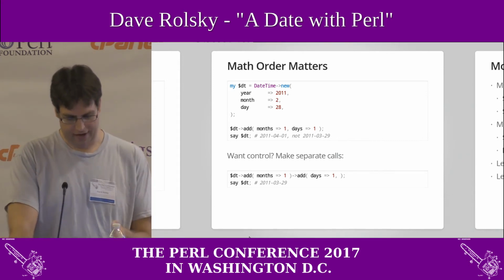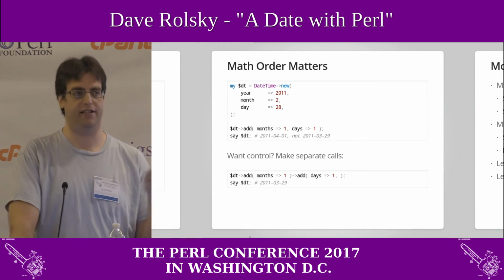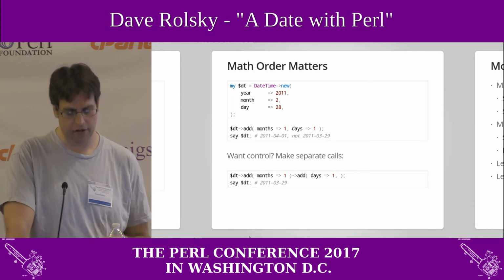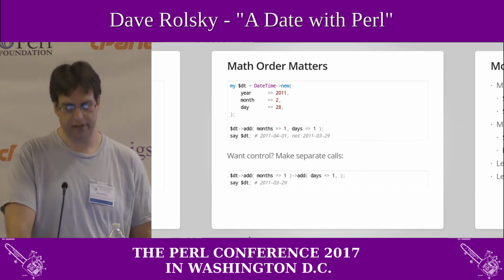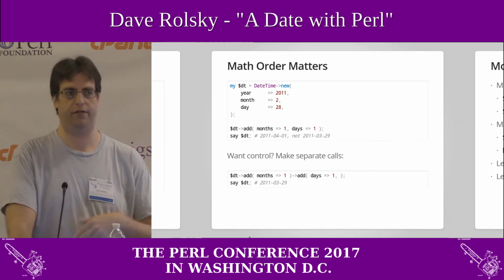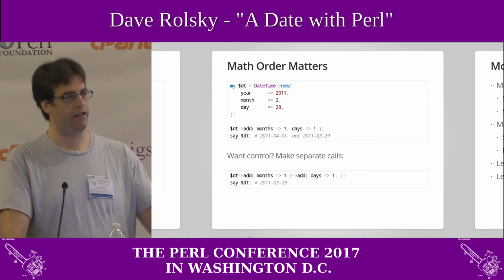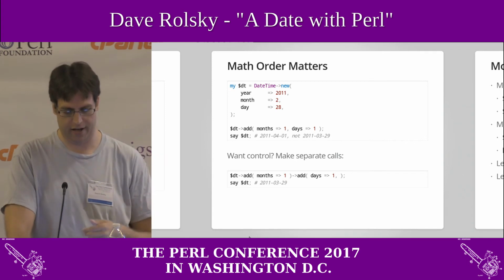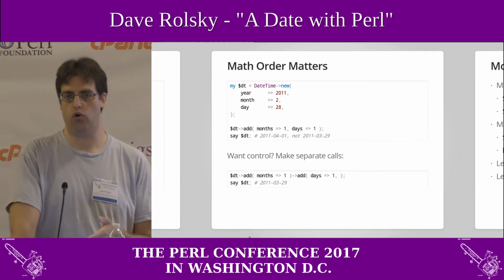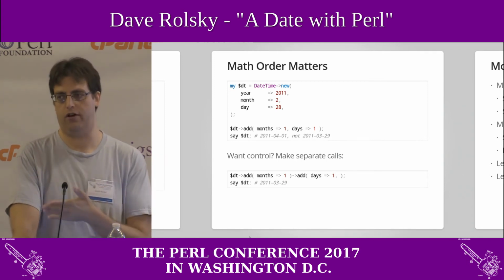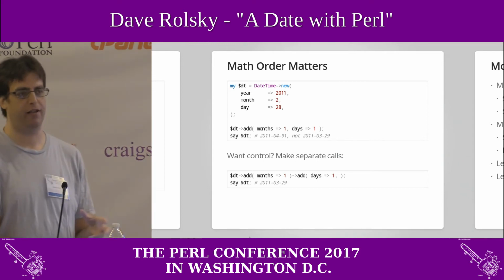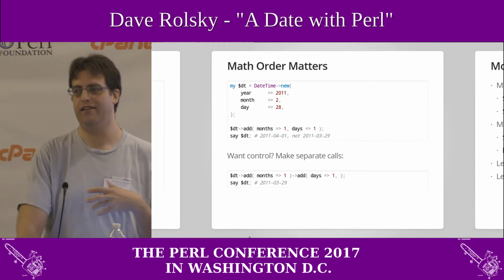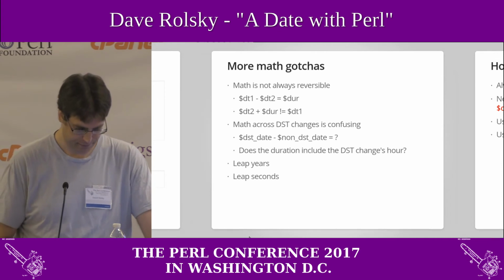So for this example, if you pass months and days, it does days first. So it's February 28th, we add 1 day, we get March 1st, and then we add a month, we get April 1st. If it did it the other order, added the month first, we get March 28th, then we'd add a day and get March 29th. If you want to control the order, just make multiple calls to add. Again, this is documented and it's your decision to decide how to deal with this.